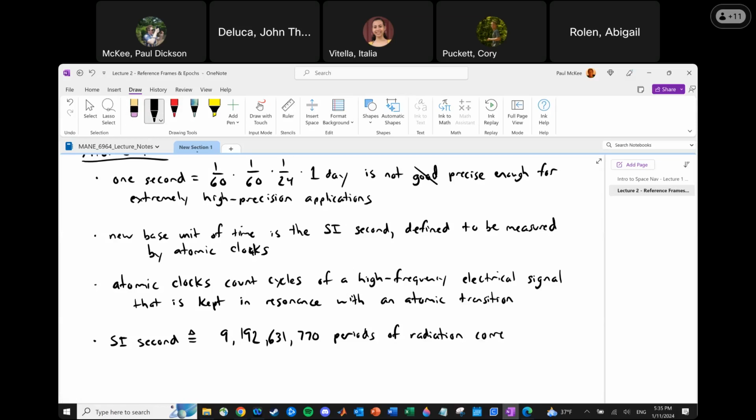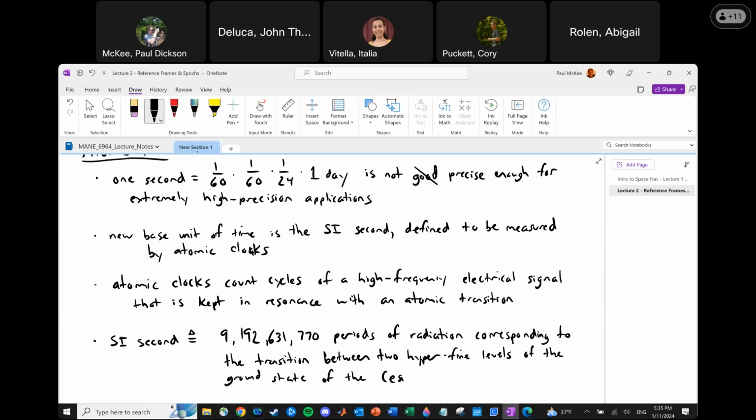Corresponding to the transition between two hyperfine levels. Isn't this fun? This is going to get interesting soon, I promise. Of the ground state of the cesium 133 atom. There you go. So that's what Abby already had.